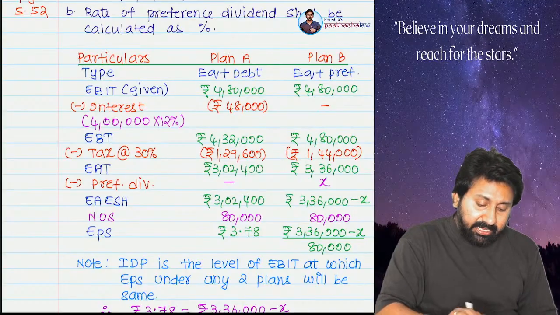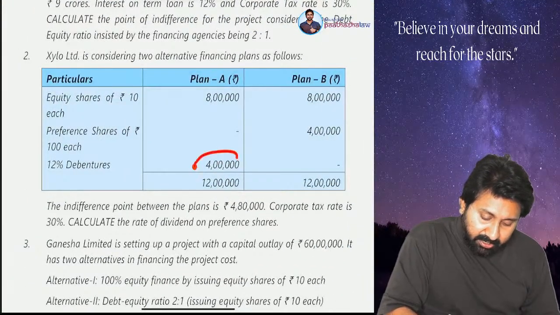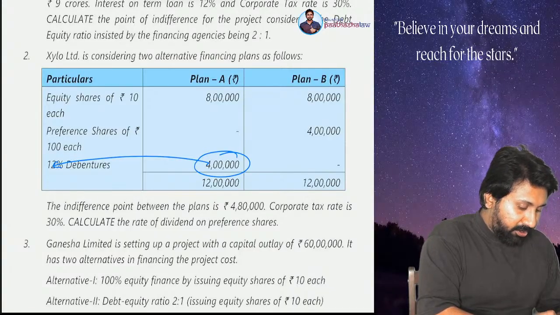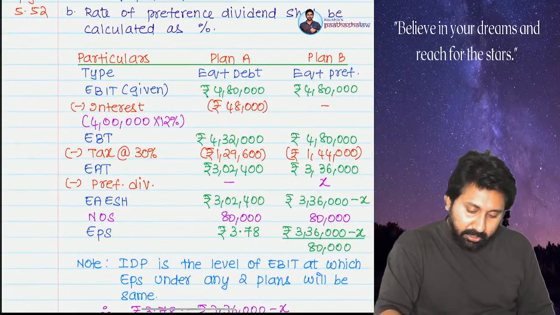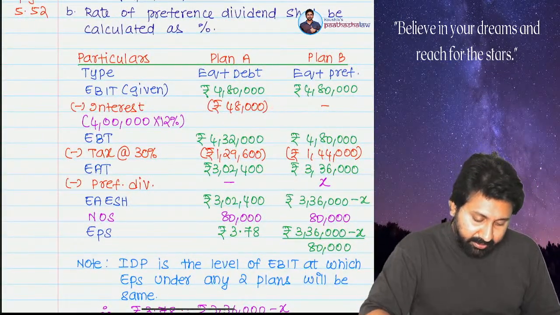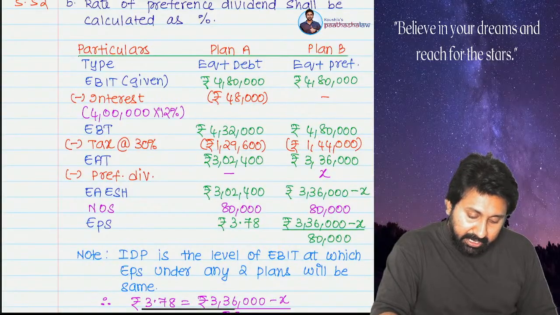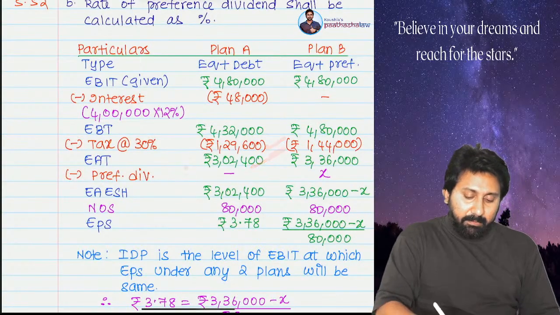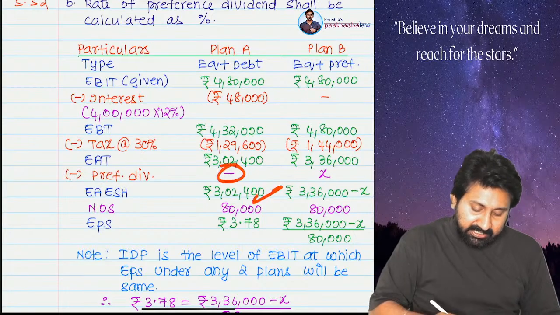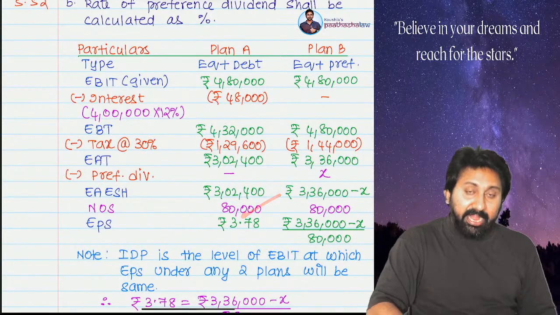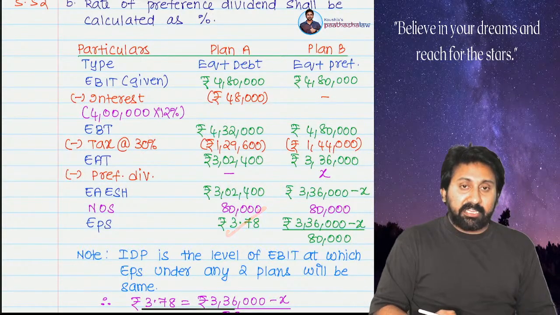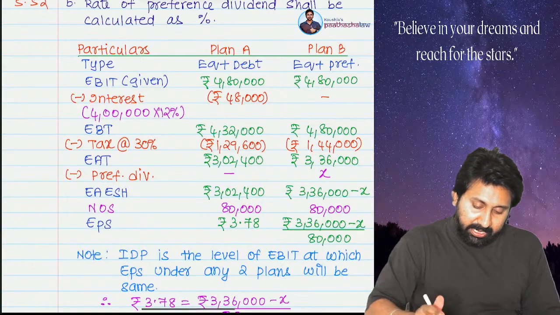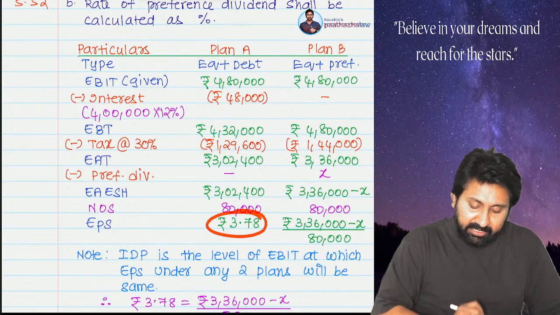How much is the debt? 4 lakh into 12%. Take calculator. 4 lakh into 12%, 48,000. So 48,000 deducted. EBT is 4 lakh 32. Tax 30% deducted, EAT. Preference dividend not there, so earnings for equity shareholders is this much. Number of shares is 80,000, and EPS is 3.78. One clarity came. Okay, next. So EPS this much.